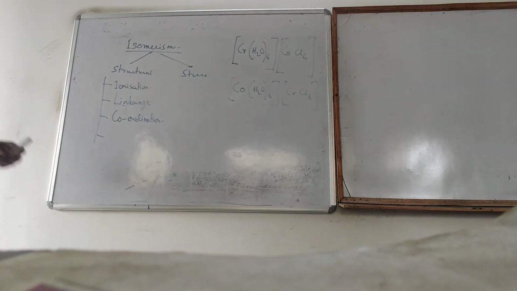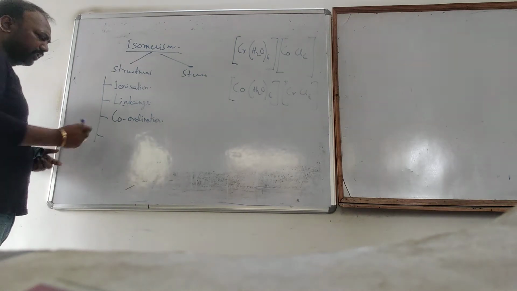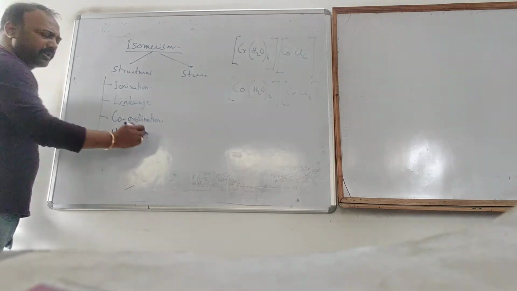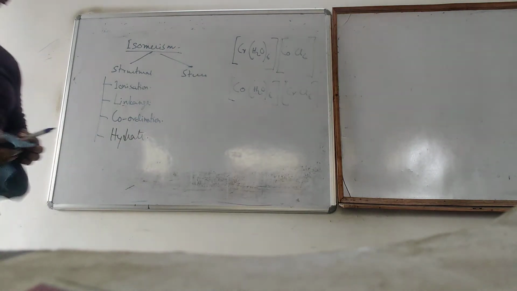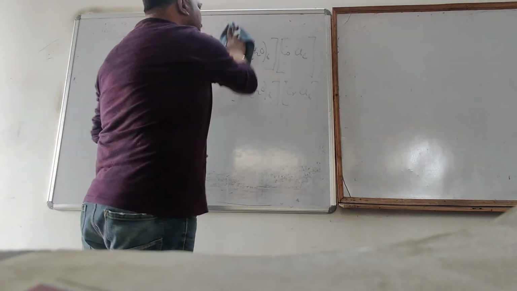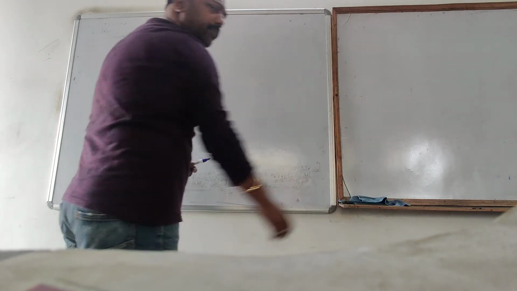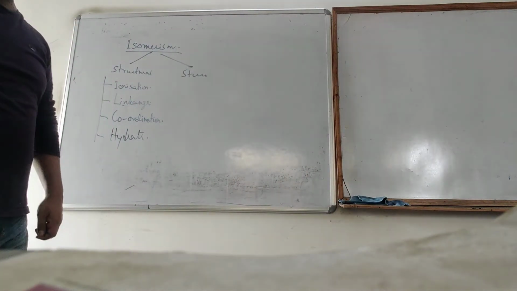The next one is hydrate isomerism. From the word itself, you can understand what it should be. Hydrate means water of crystallization, right? So here the number of water of crystallization molecules will be different.